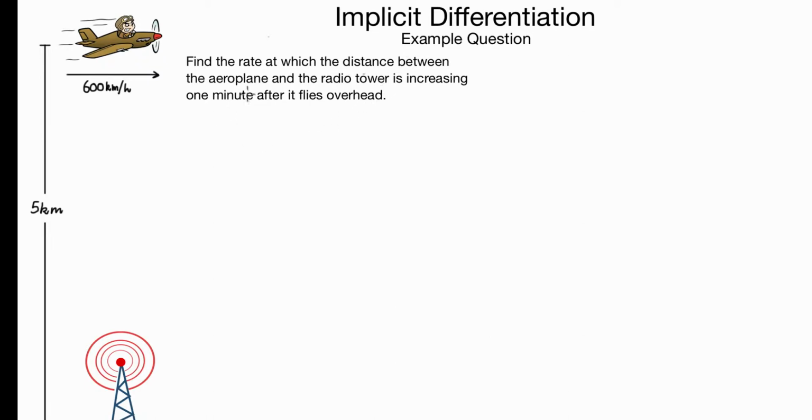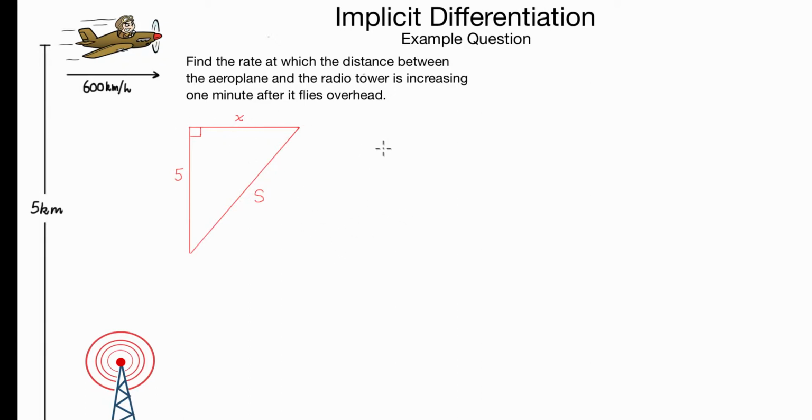So first of all, when I get a question like this, I like to draw it out. Now, the distance that the plane is away from the radio tower can be gathered using Pythagoras. And to start with, we're going to need a triangle. Here's one I prepared earlier. So we've got a 5 kilometer altitude that the plane is flying at, which is this side of the triangle. I've called the distance that the plane is away from the radio tower S. And I've called the horizontal distance that the plane is from its original position, which is directly above the radio tower, X.